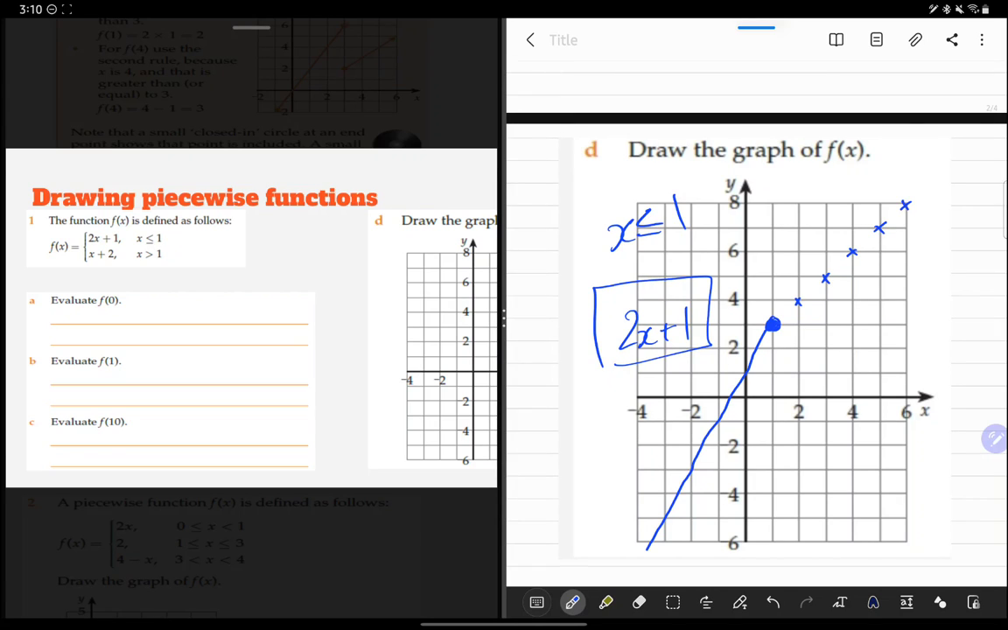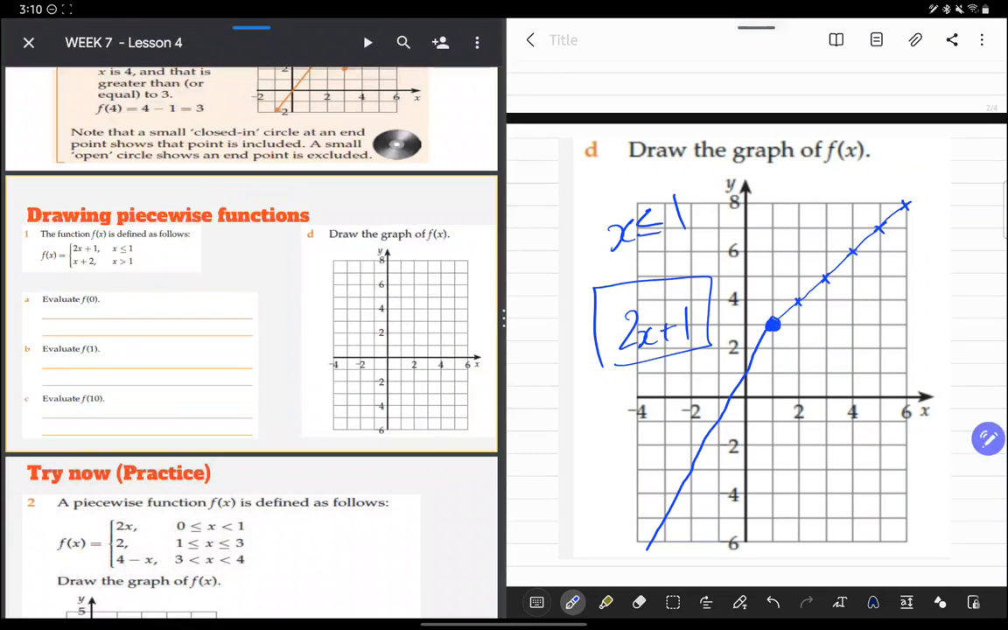Here's the new graph. And we draw it. We know it's a straight line graph because it's a linear graph. We just know that the gradients change. So there's a bit of like an elbow there. And that's it. That's drawing the graph. And now we have two separate graphs stitched together, like so.